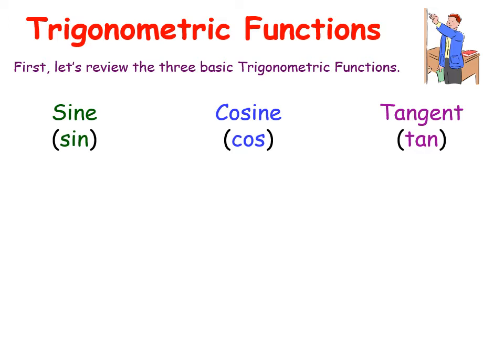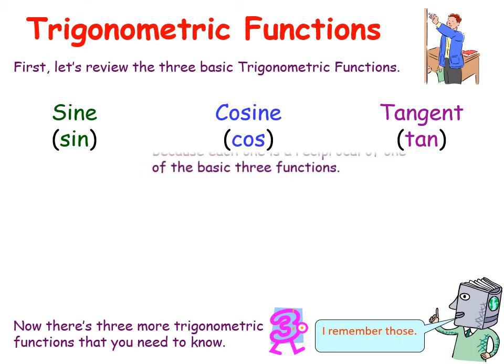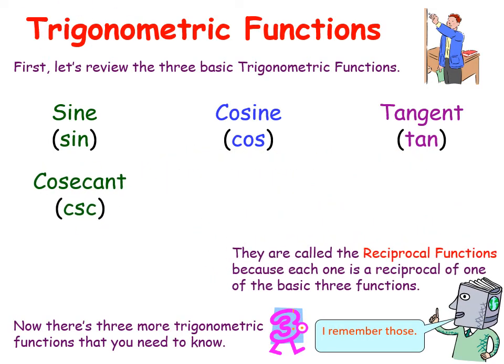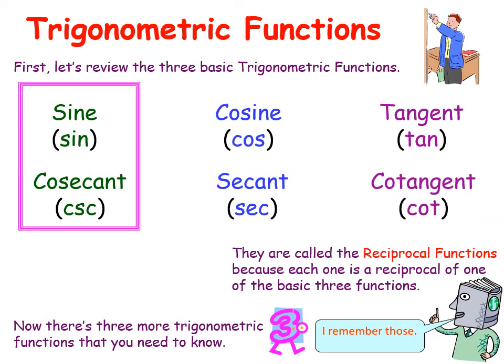What about the reciprocal of these ratios? If I said 1 over sine, that will be cosecant or cosec. The reciprocal of cosine will be secant or sec. The reciprocal of tangent or tan, cotangent or cotan.